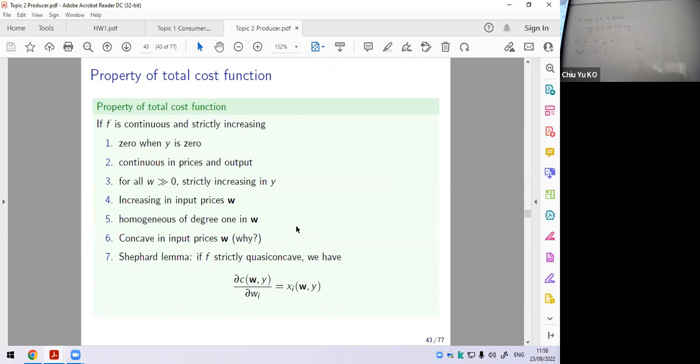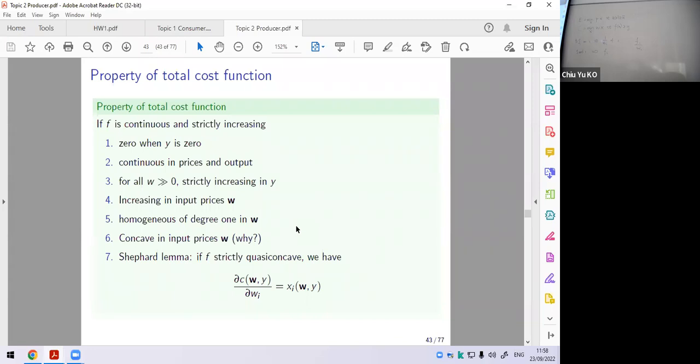When output is 0, cost is 0. I think that is trivial, right? Continuous in price and output, I think is also, it's not easy to prove, but it should not be a big difficulty to think about, right? And if input prices are positive, then your total cost will be increasing. Why? You produce more, your cost goes up, right? And if your input price goes up, then your total cost will not go down, right? And if your input prices double, right, your total cost will double.